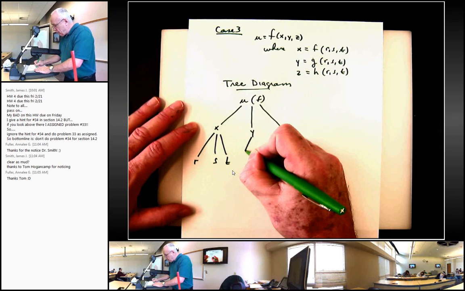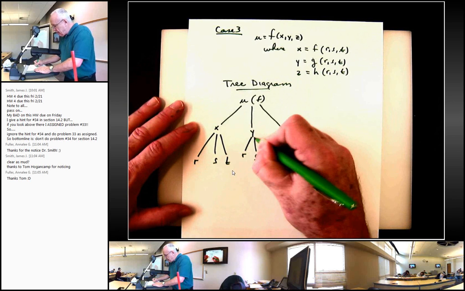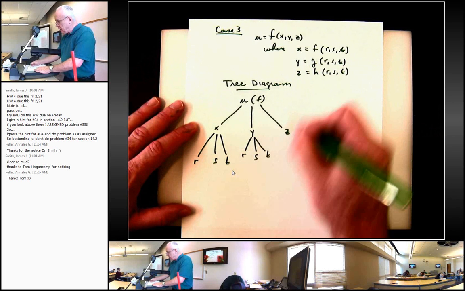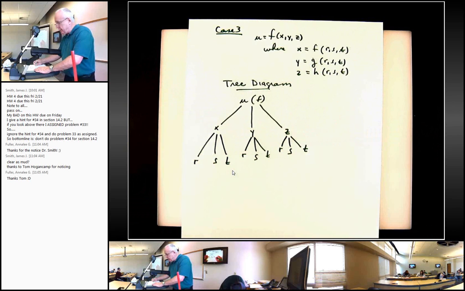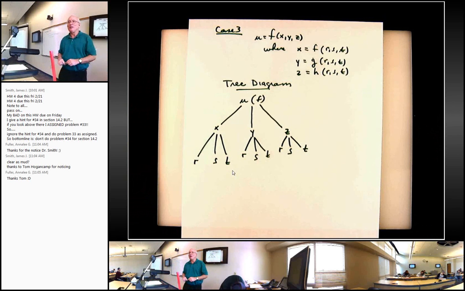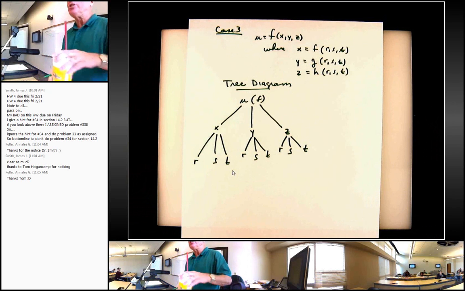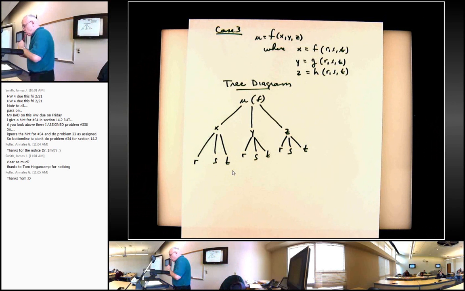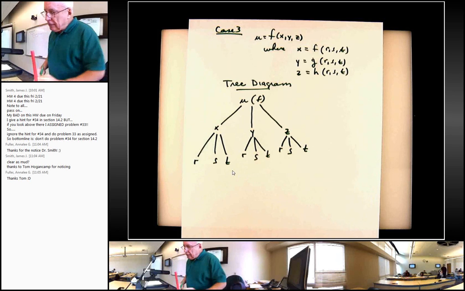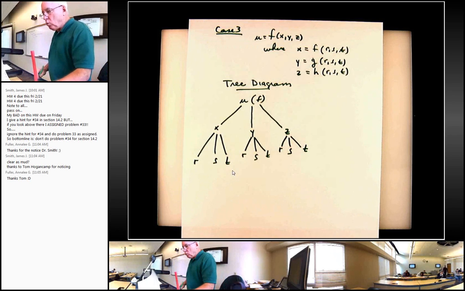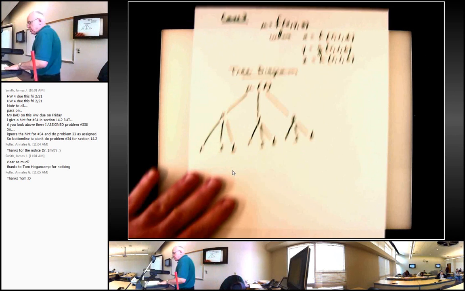For Y, we're going to branch to R, S, and T. For Z, we're going to branch to R, S, and T. So we have a lot more... okay, I'm seeing the shaking of the head. We're going to have a lot more branches here, all right? So let's just figure out one of these, okay?